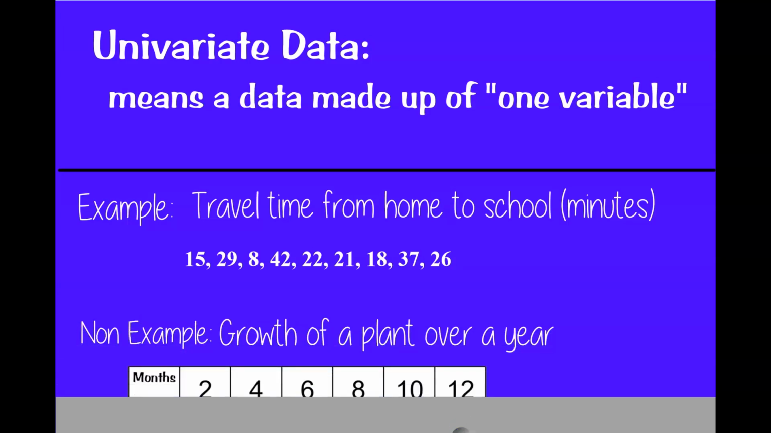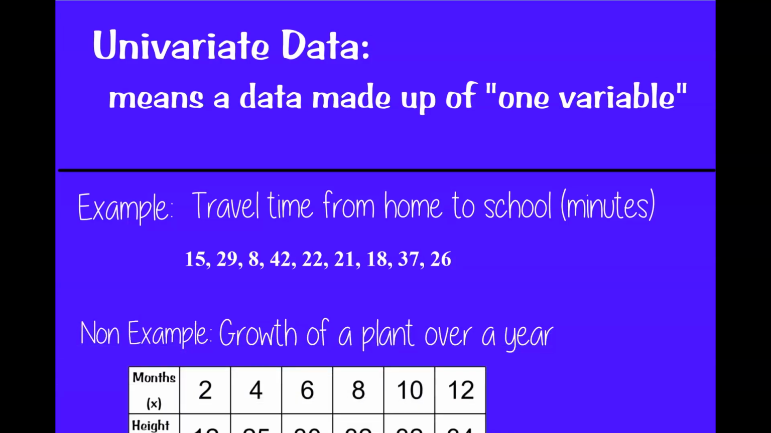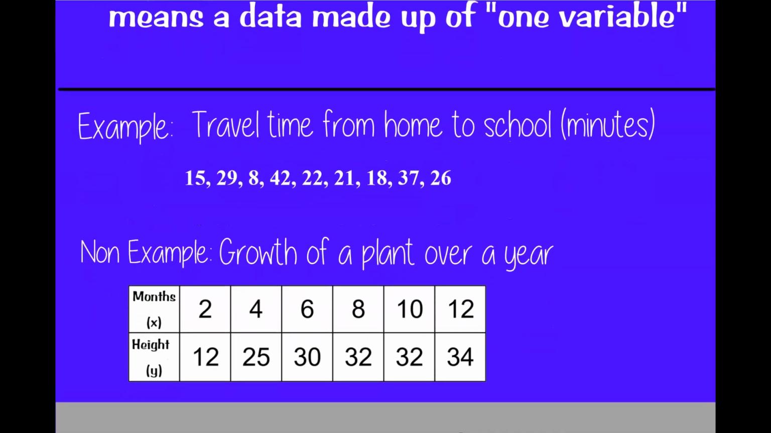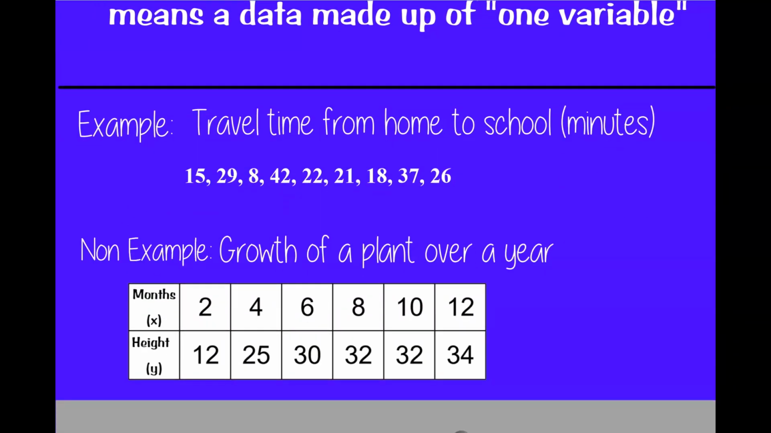That's different than what we call bivariate data, which is where your data actually depends on more than one number. So for example, if you were collecting data about a plant and its growth over a year, you notice how in this table you have two different variables.